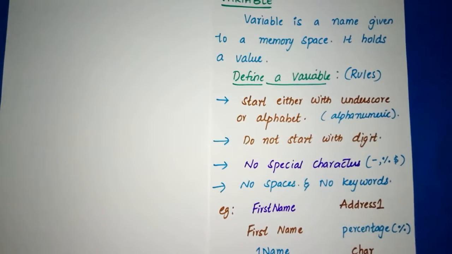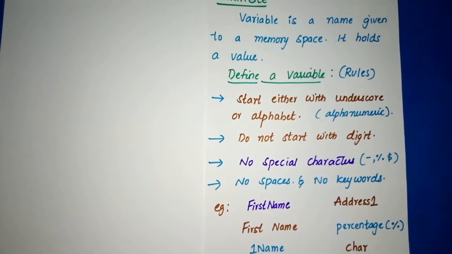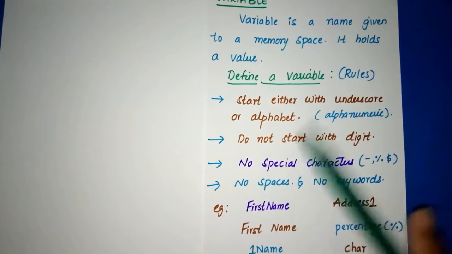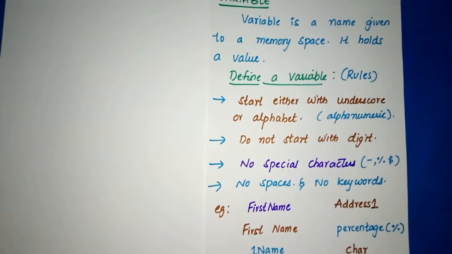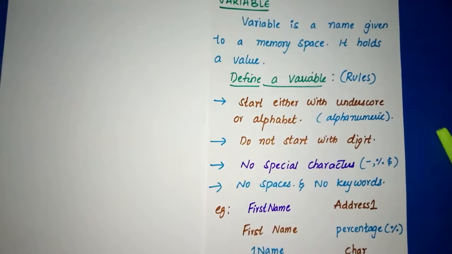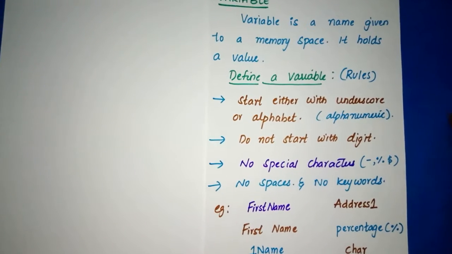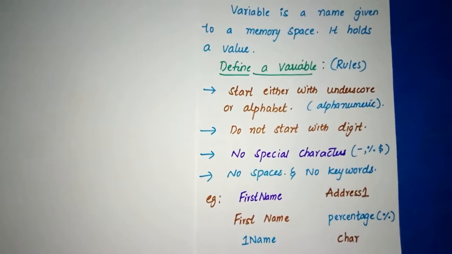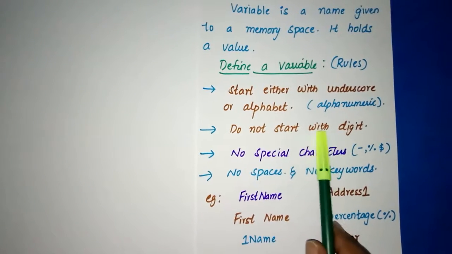The first rule is that it has to start with either an underscore or an alphabet. It can be alphanumeric also, but it should start with an underscore or an alphabet. The next point is that it should not start with a digit. That is the second rule.